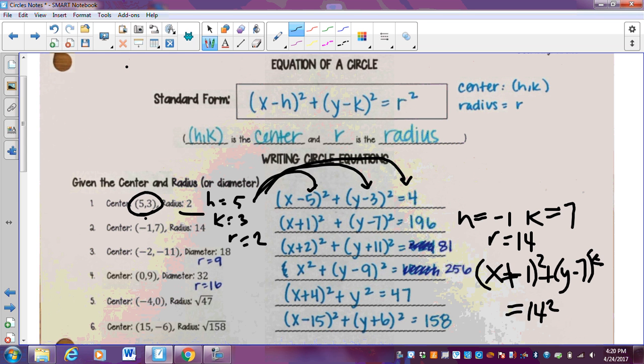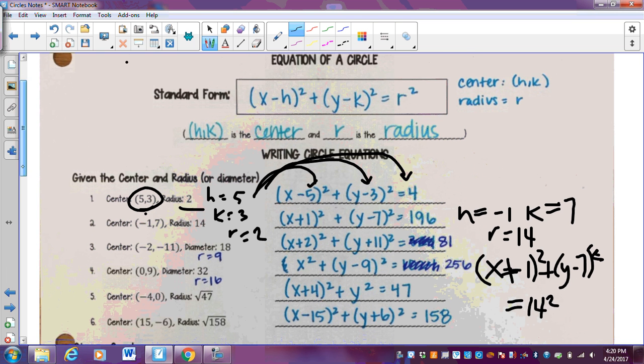And then on ones like number 4, your h value is 0. And if your h is 0, then it doesn't change anything. It means it's going to be just x², because if you subtract 0, you have what you started with. So that's why you don't even write in there the minus part. You can just write it as x², and then plus (y - 9)², and then 16 to the second power is 256. So that's where those are coming from.